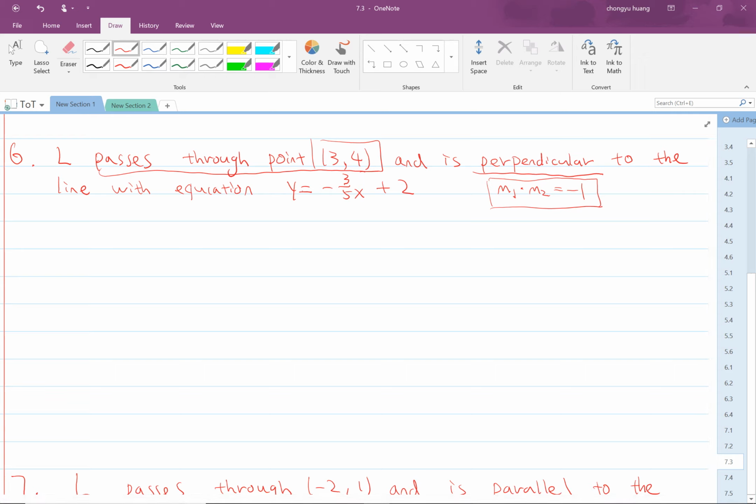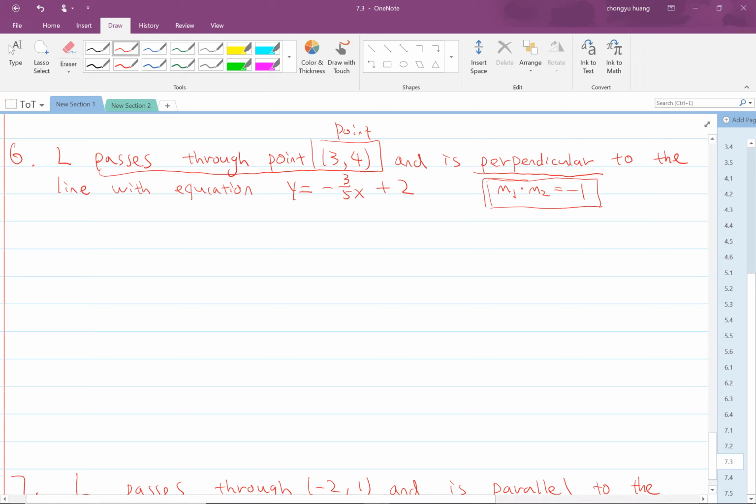Here we have a point, so you write down this is a point. Now I'm going to show you how you can do this really fast. Perpendicular means m1 multiplied by m2 is equal to negative 1. Sorry, I think I need to delete this. Let's go back. Okay, we're good right now.